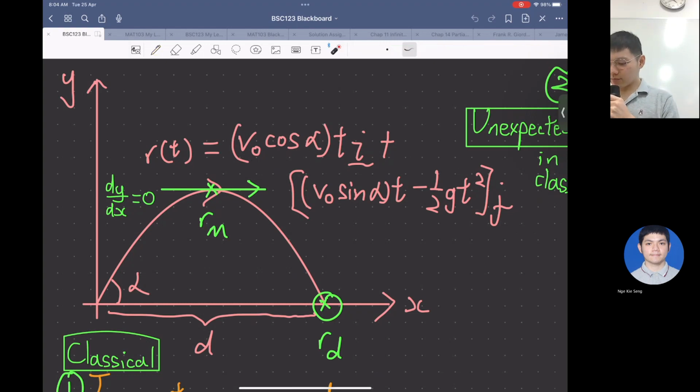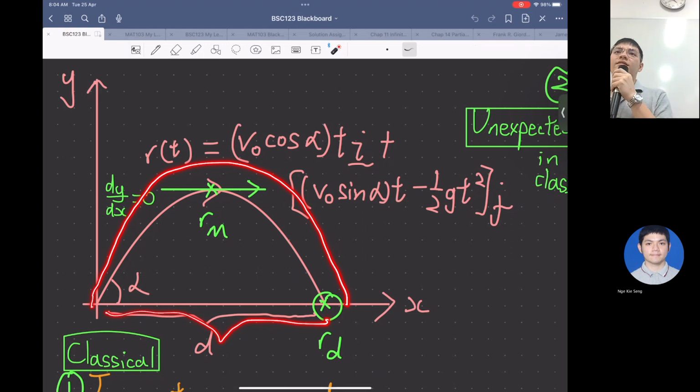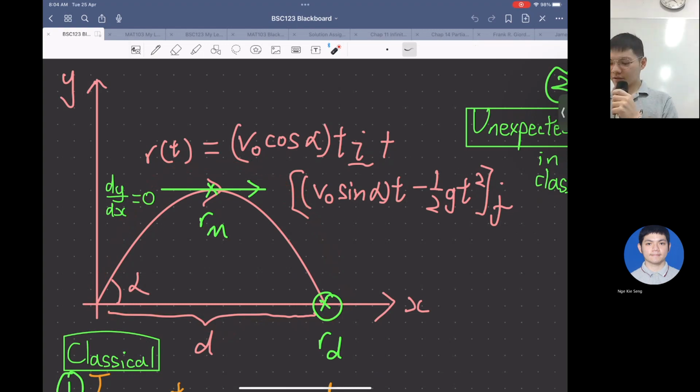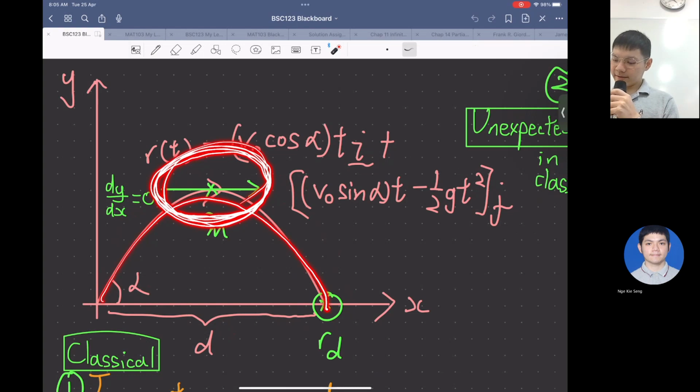Okay, so last time we had a projectile motion, and we tried to find the maximum range. For what angle alpha can we make the maximum range of the throwing? But we started by finding dy/dx, which is to find the maximum point of our projectile, which is a parabola.